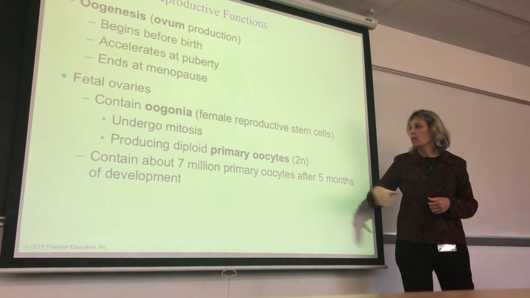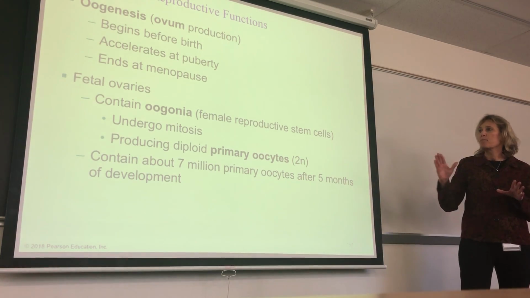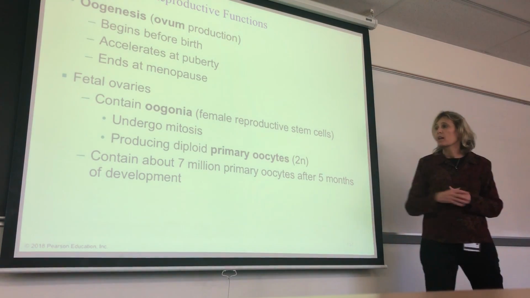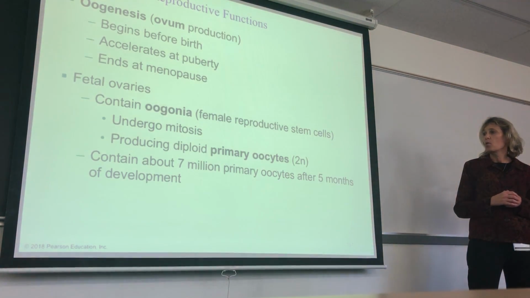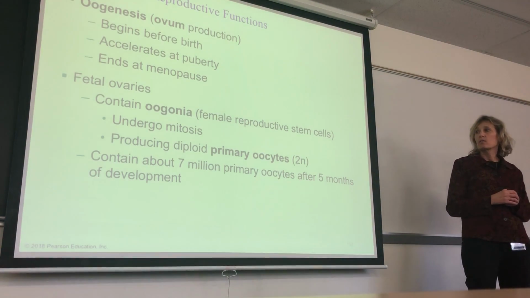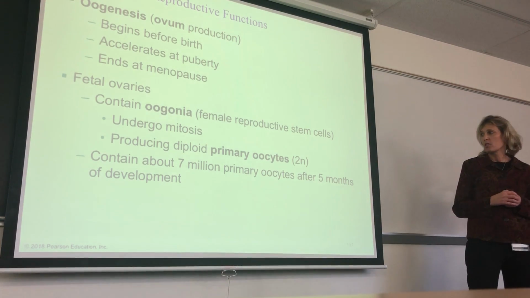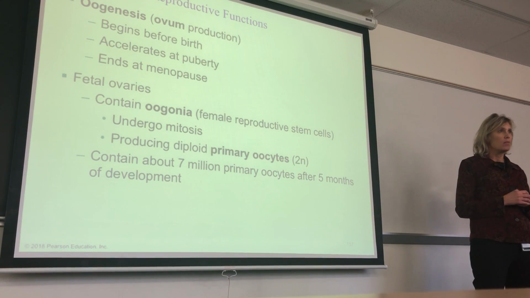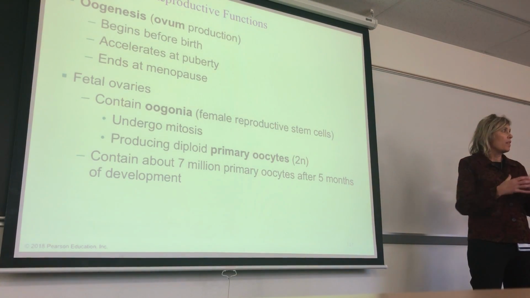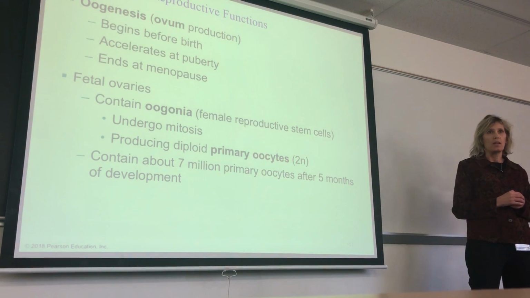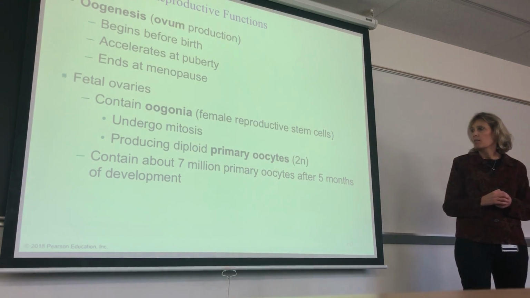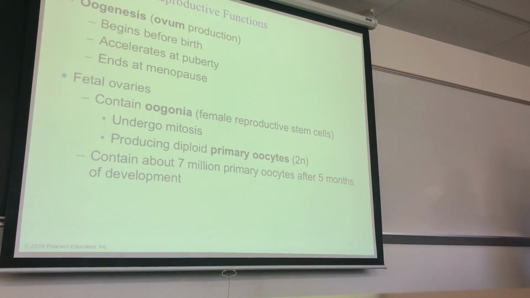And about 7 million of those primary oocytes are going to be present after 5 months of development, right? And that's what she's born with. She will be born with that many primary oocytes, right?